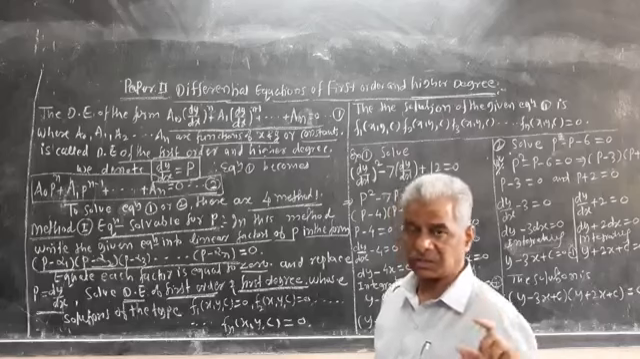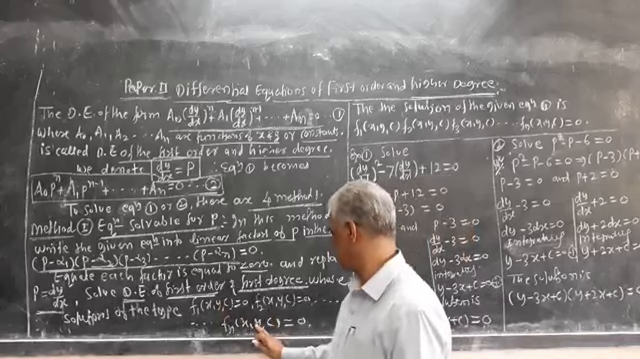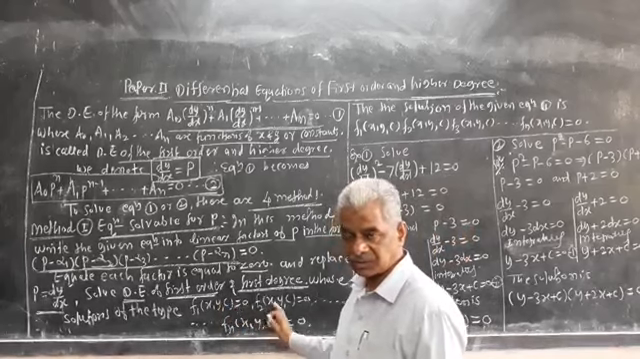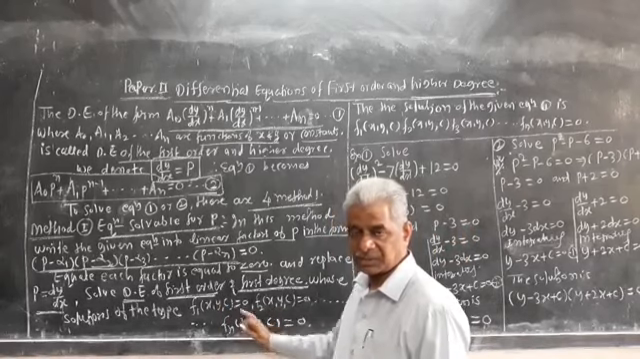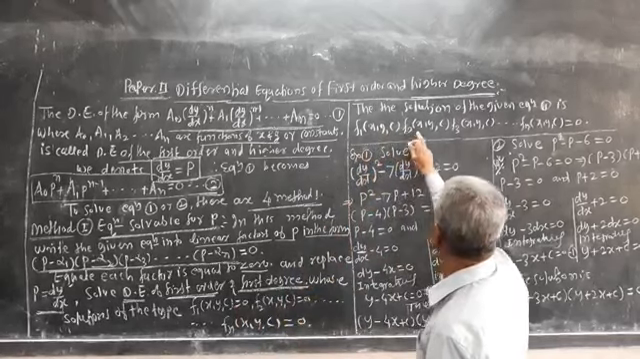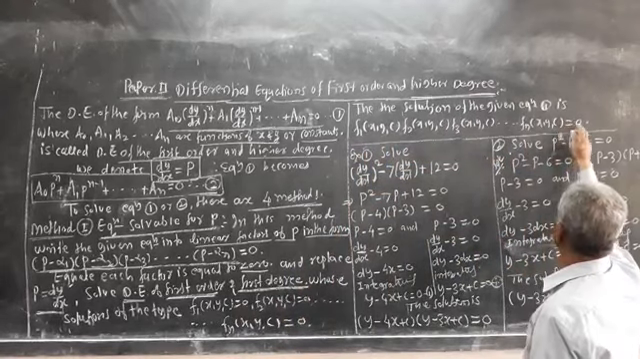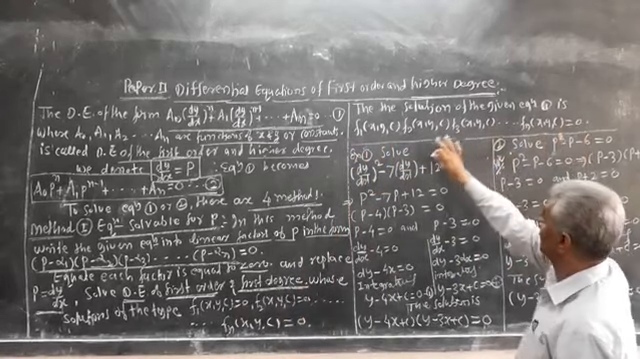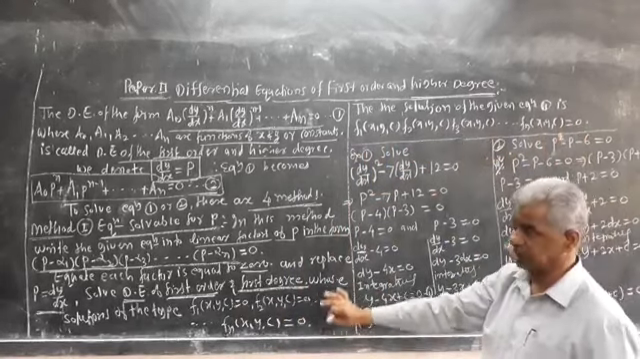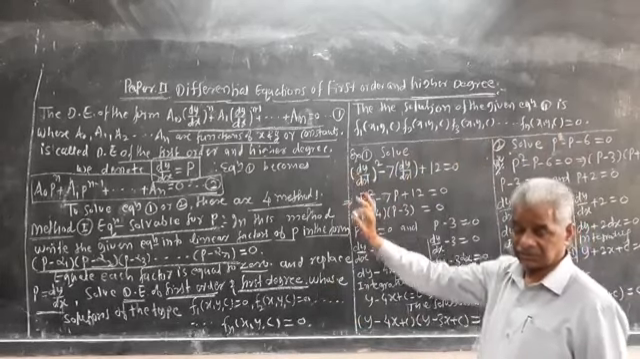Then the solution of the given equation is the product of these solutions. It is f1(x,y,c) into f2(x,y,c) into f3(x,y,c), and so on, is equal to 0. The product of all these solutions is nothing but the solution of the given equation.